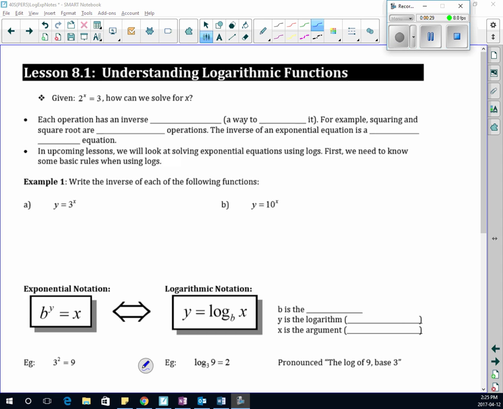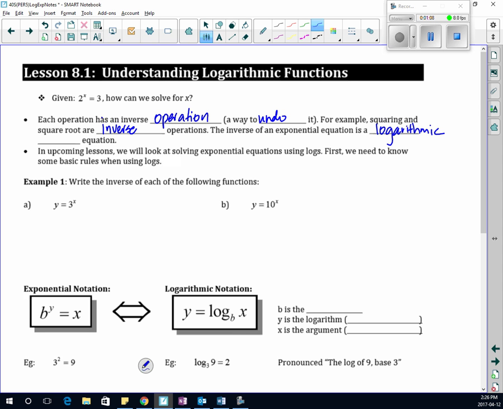So we need to have a new function to actually solve it. Each operation has an inverse operation, a way to undo it. For example, squaring and square root are inverse operations. The inverse of an exponential function or equation is a logarithmic.